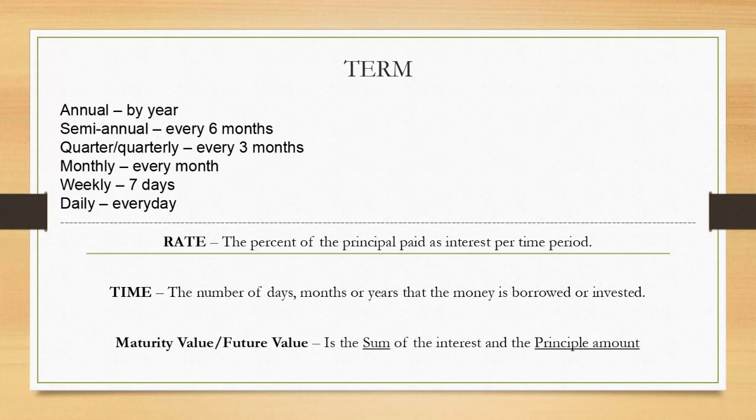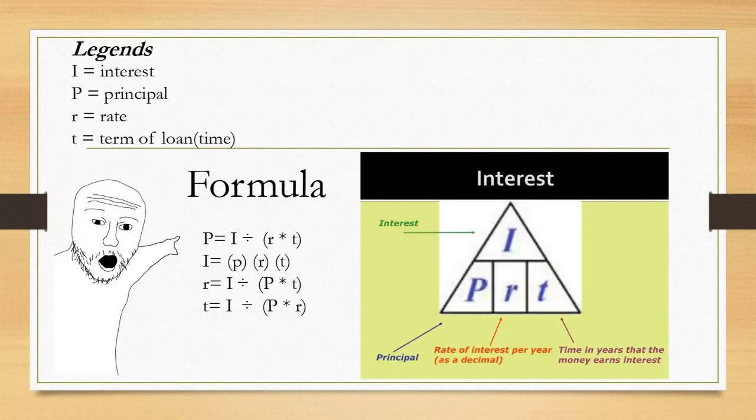So rate is the percent of the principal paid as interest per time period. Time is the number of days, months, or years that the money is borrowed or invested. Maturity value, or future value, is the sum of the interest and the principal. And the legends are I for interest, P for principal, R for rate, and T for time or term of the loan.